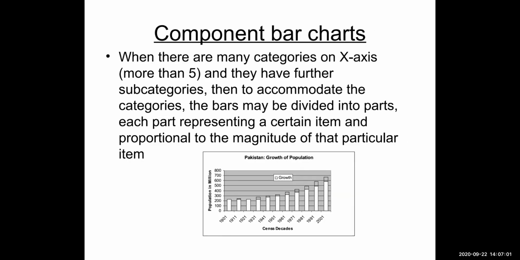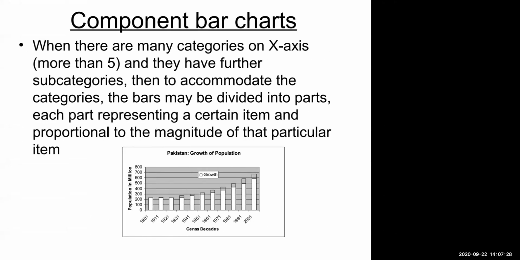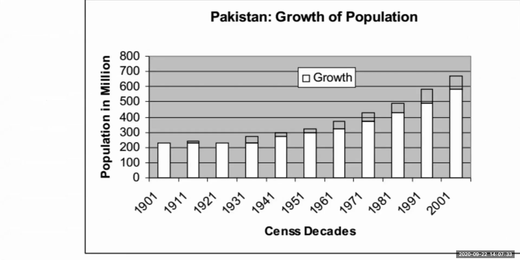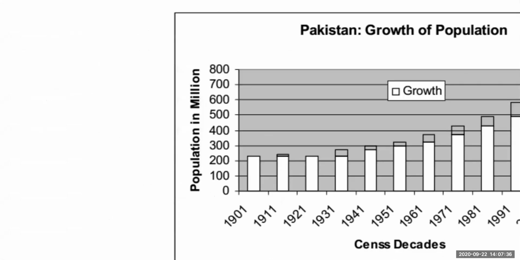Next one is the component bar chart. When there are many categories on the x-axis, more than 5, and they have further subcategories, then to accommodate the categories, the bar may be divided into parts, each part representing a certain item and proportional to the magnitude of that particular item. Then we use a component bar chart. Over here, we have divided the same bar diagram into two so that it can be easily analyzed.